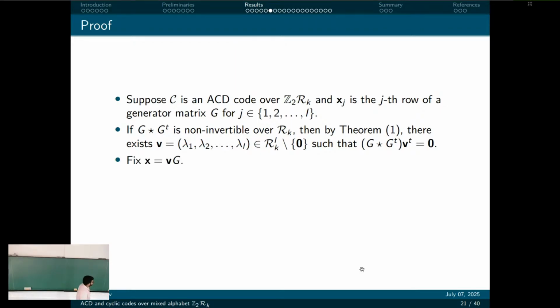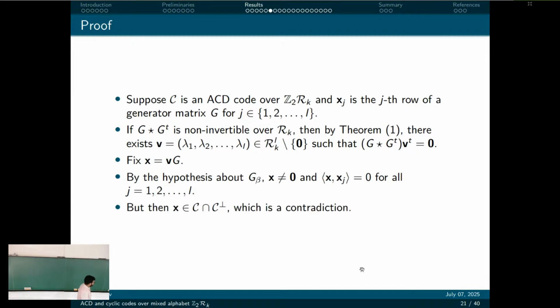And if we fix X equal to V times G, then clearly this X belongs to our code C, and also the inner product of X with every row of G is 0. So this also belongs to C perp. So X belongs to C intersection C perp. So this is a contradiction. So our G star G transpose is invertible.